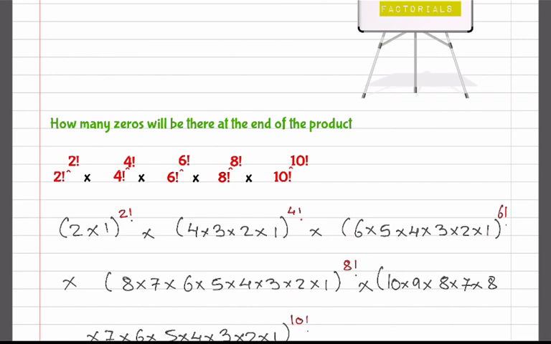Okay, and what do I need to form a 0? I need a 5 and a 2. So I need to find out what is the highest power of 5 in this. I need to find out what is the highest power of 2 in this. And I'll get the number of zeros at the end of this product.